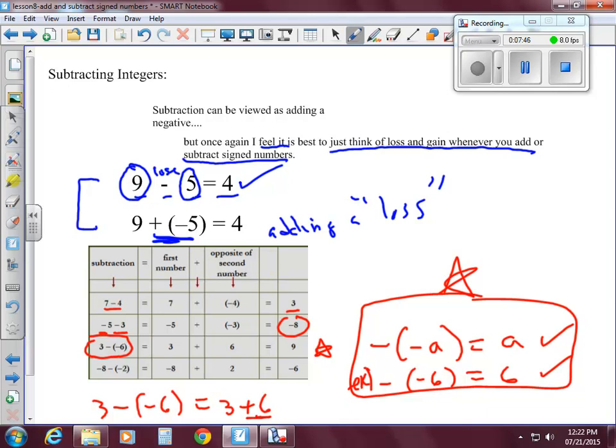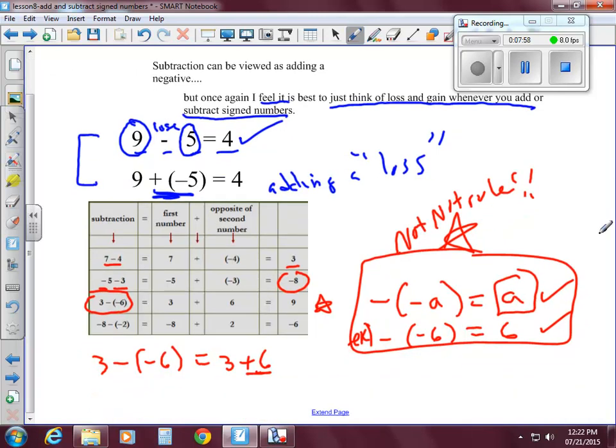I call it the not rule. In fact, I'm going to write that here. I call it the not rule. Because if I'm not not going to the party, then I'm going to the party, right? The double negative takes on a positive. Right? So we rewrite that 3 minus negative 6 as 3 plus 6, and that's what leads us to 9. So that's why you're seeing that the answer is 9.